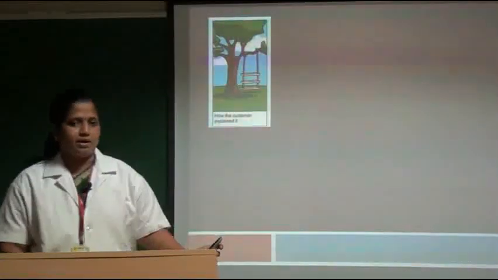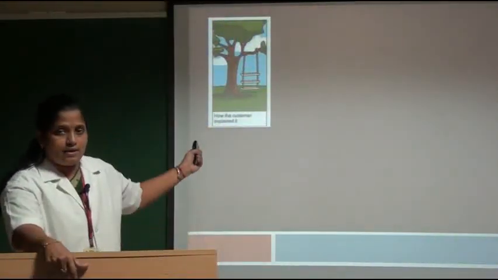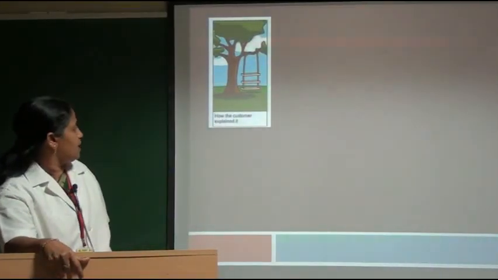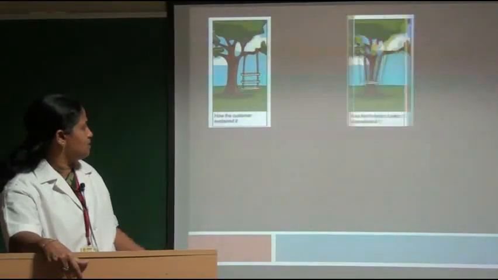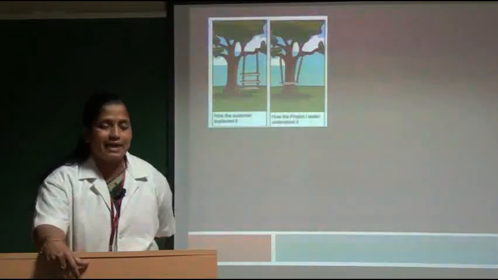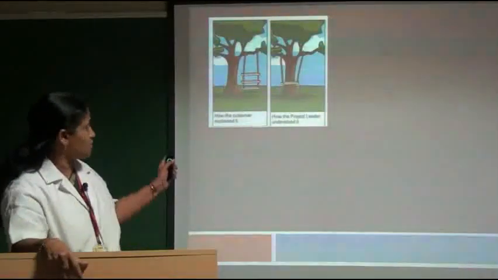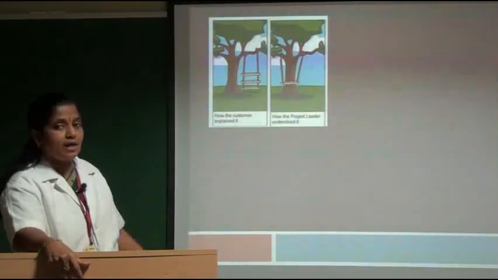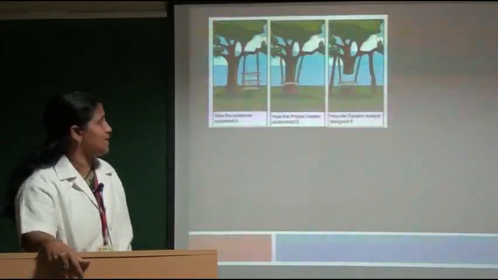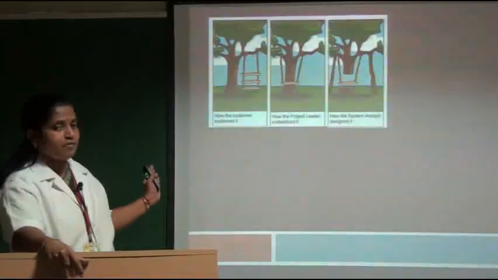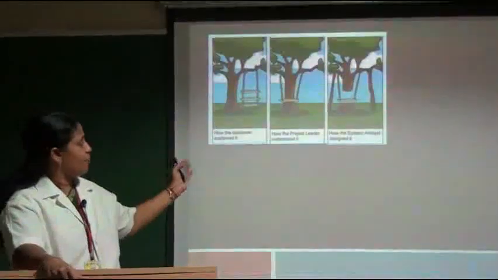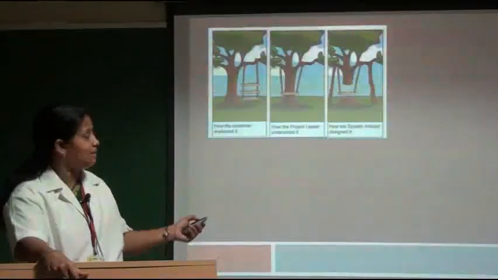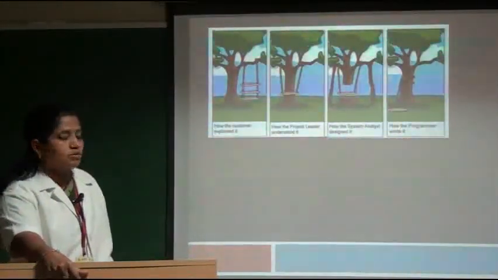If you see the example, you will realize the things. Let us assume that the customer wants to develop a model for this. This is how the customer explained it. How did the project leader understand it? Because it goes directly to the project leader, the same concept is interpreted by the project leader like this. How did the system analyst design it? The project leader takes input from the customer, then the system analyst takes input from the project leader. And how did the programmer write the code?